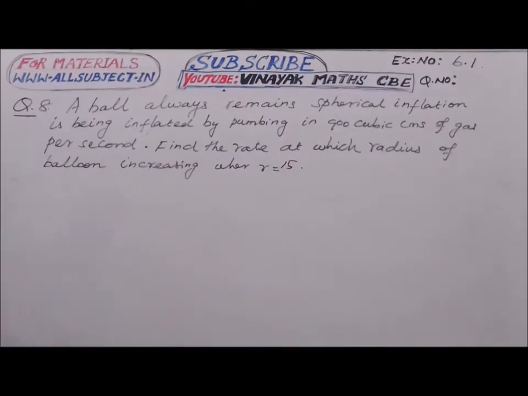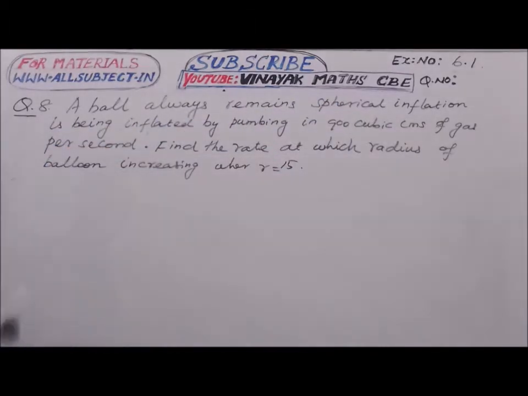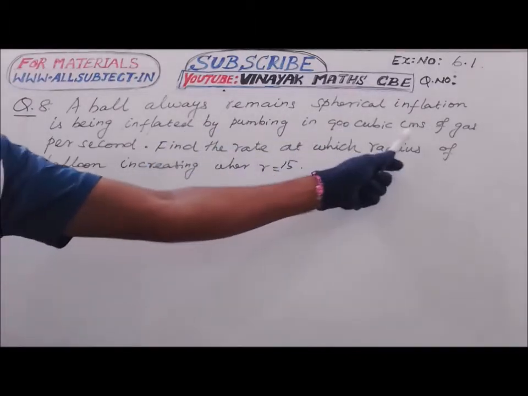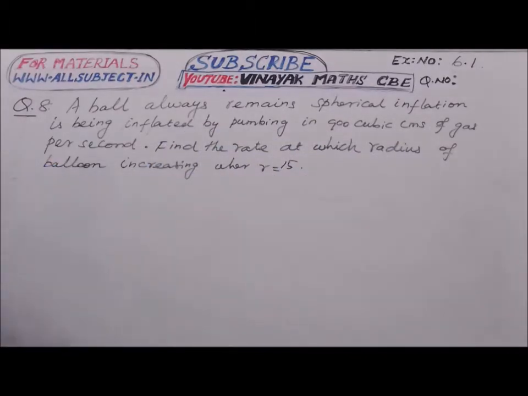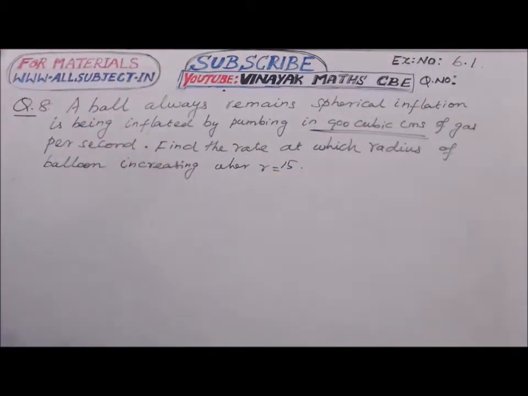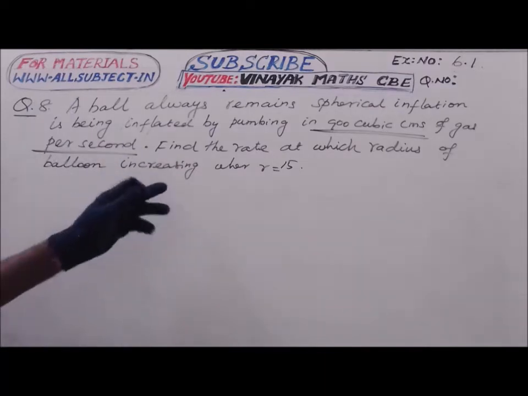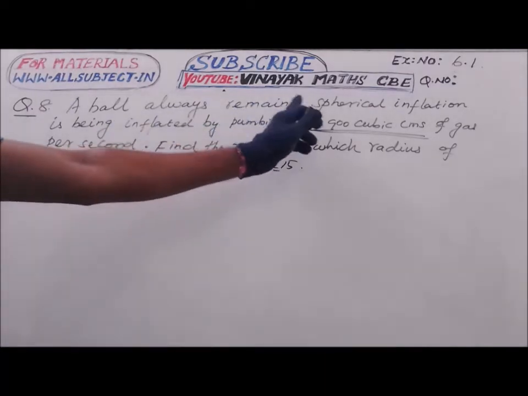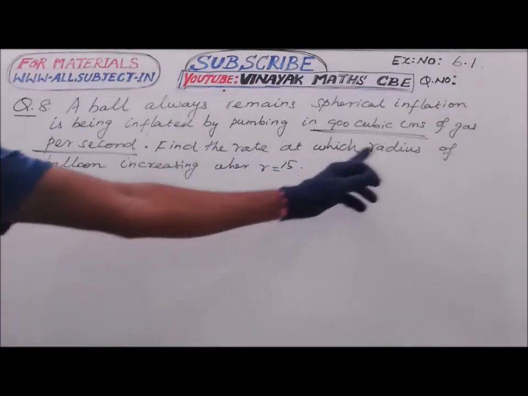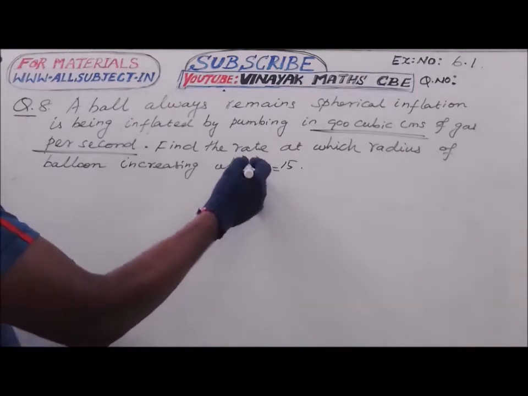Question 8. A balloon which always remains spherical in inflation is being inflated by pumping in 900 cubic centimeter of gas per second. It remains spherical in shape. Find the rate at which the radius of the balloon is increasing when r equals 15.